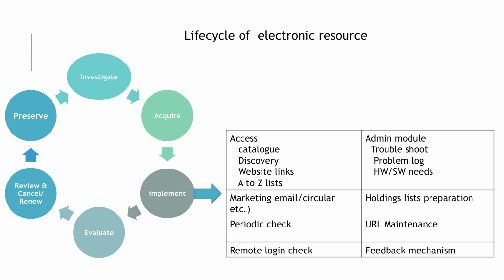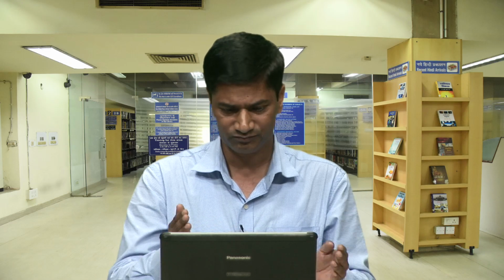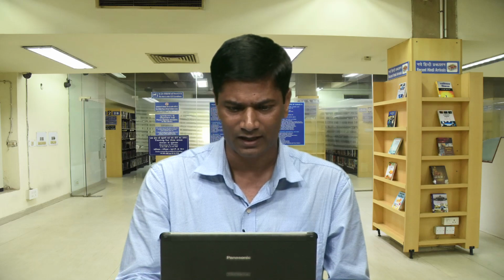Then we also check the remote access logging, whether the resource we subscribe is available for remote access or not. One important thing for the implementation process is the feedback mechanism. We should have a proper feedback mechanism, so that if there is any problem for the user, we come to know about that.